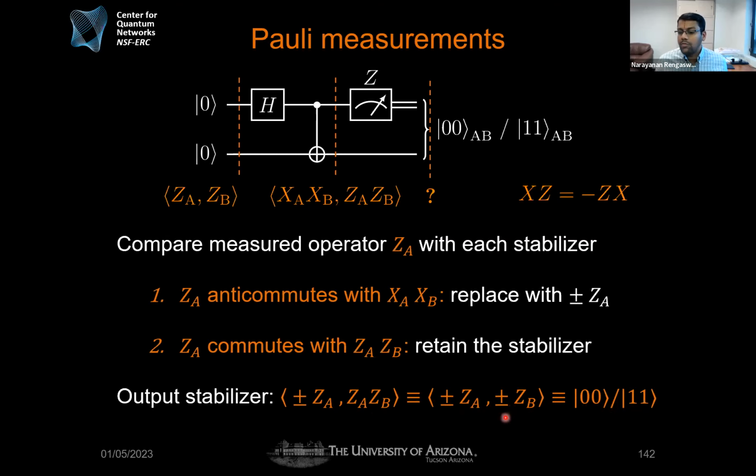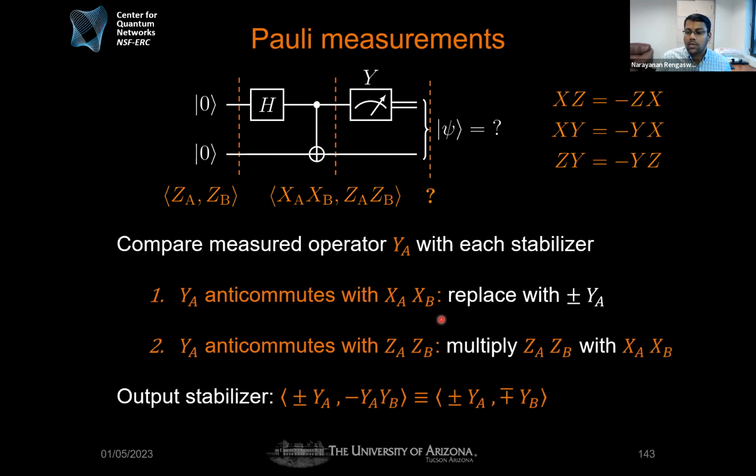And so it's very efficient. You just have to take the measured Pauli operator, compare it with the Pauli stabilizers, and see if it commutes or anti-commutes, and just do what is prescribed here. We never did any matrix vector product, right? So it was super efficient to track this.